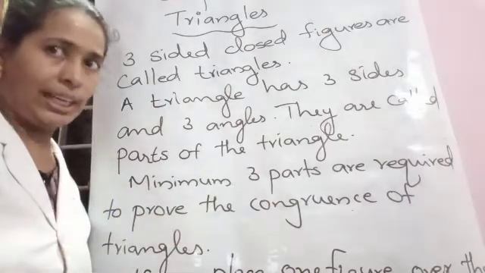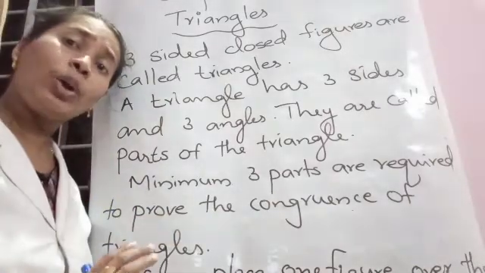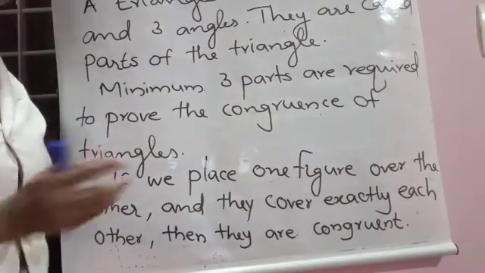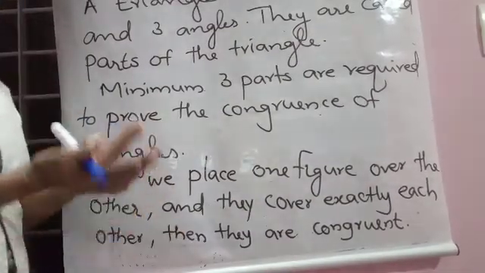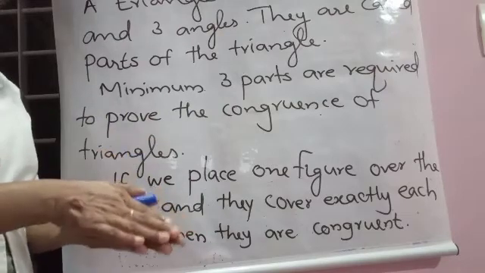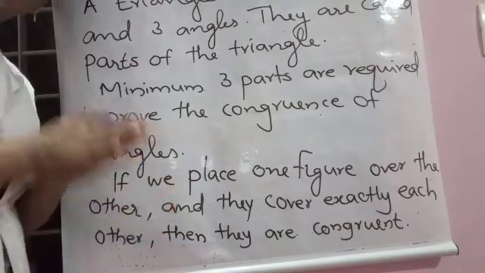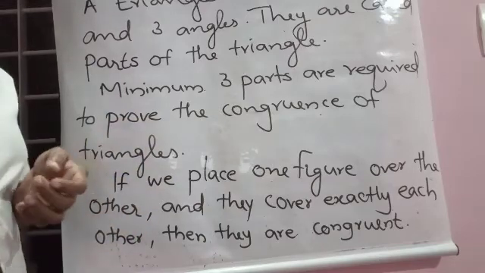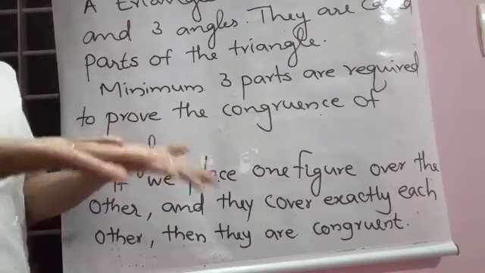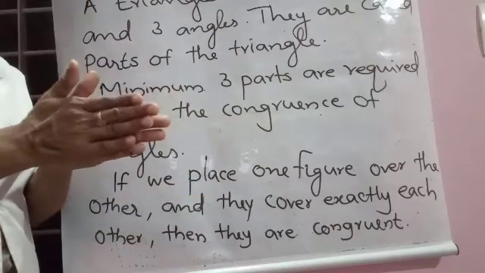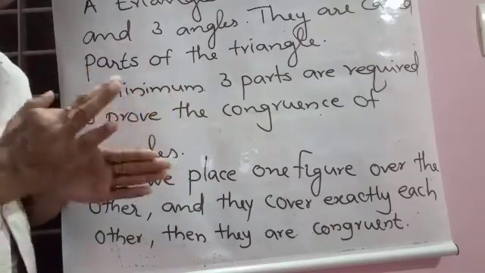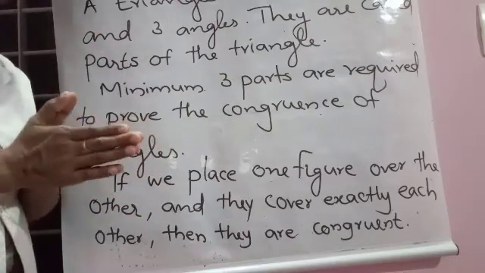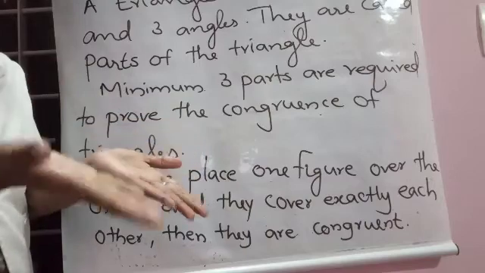So, we will study later. Actually, the word congruent means if we place one figure over the other, and it covers exactly each other, then they are called congruent figures. For example, consider your palms, both the palms, place one over the other. You can see these outside regions cover exactly each other. What does it mean? Congruence.